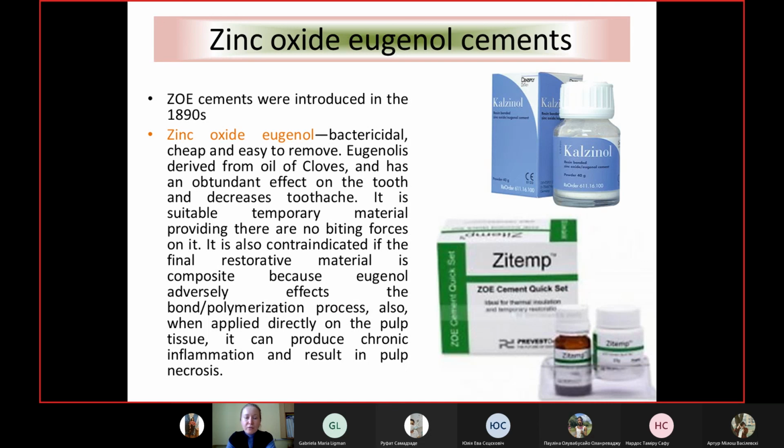But they are not indicated for use together with resin composites. So be aware of that. Eugenol has an adverse effect on a resin composite. Such representatives: Calcinol and Z-temp.